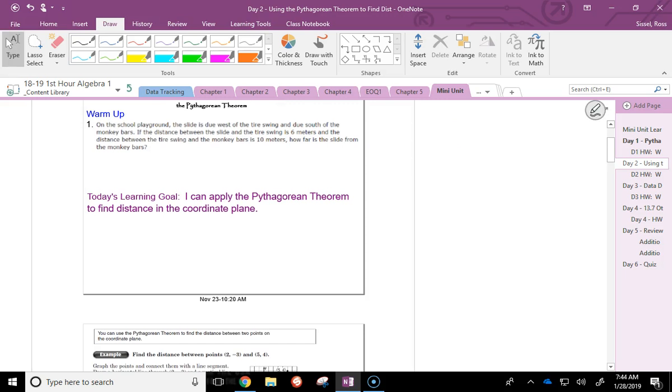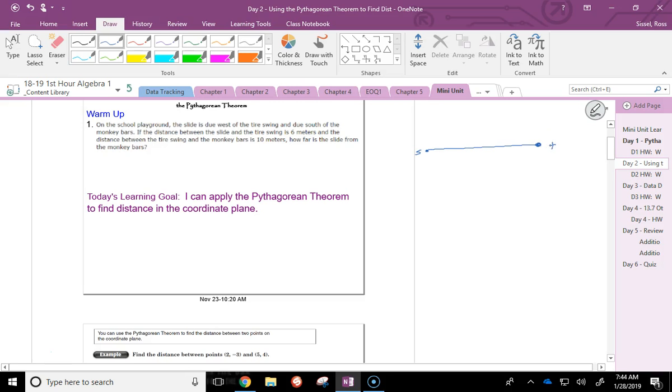All right, so I'm going to draw a picture of this. So here's the slide, let's say this is point S. If the slide is due west of the tire swing, well, west, north, east, south, west, that means it's to the left. And due west means it's straight. So due west of the tire swing. So I'm going to say the tire swing's over here. I'm going to call that T.